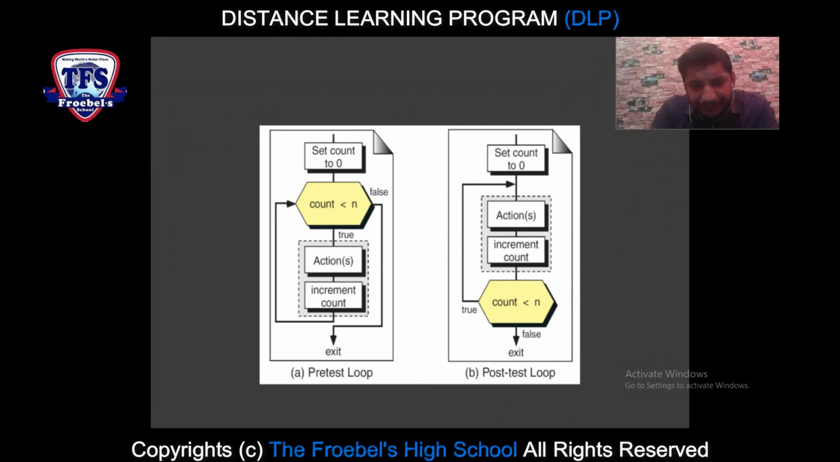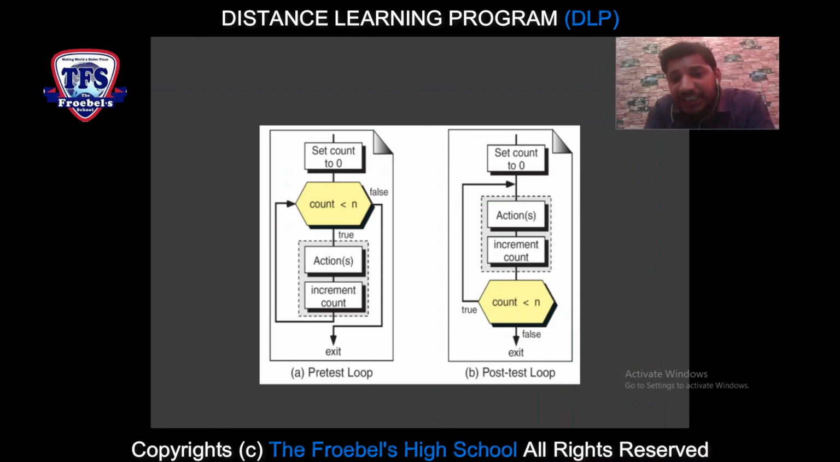Let's take an example of the pre-test loop and the post-test loop. Let's initialize a variable count with the value 0. If the count is less than n, what is n? N will be given by the user. If the count value is less than n, then do the action, which is to increment count. Increment means add 1 to count, until the count becomes greater than n. N is the value given by the user. Whenever the count's value is greater than n, the loop terminates, because at that point the condition becomes false.